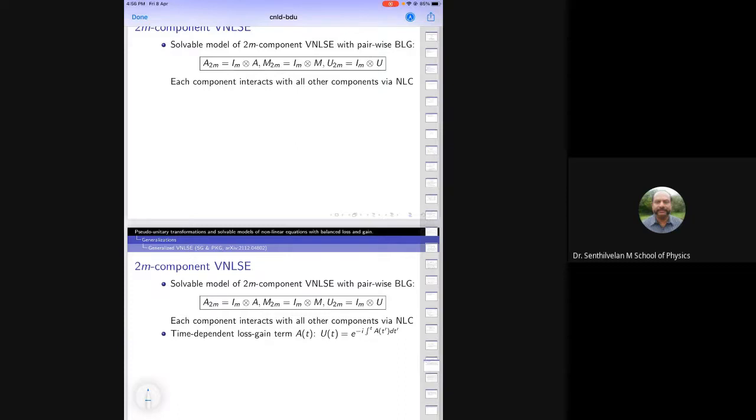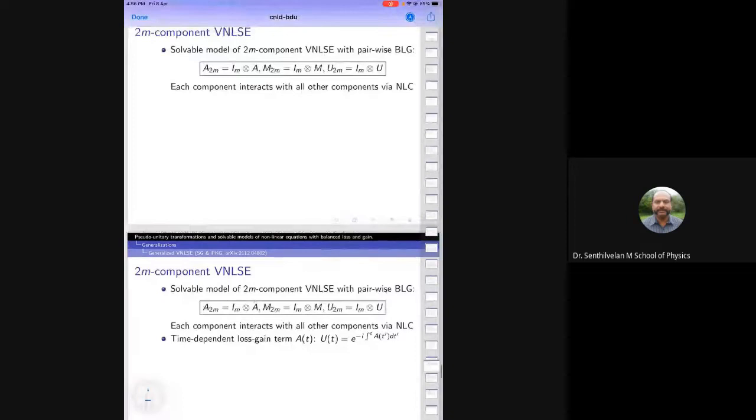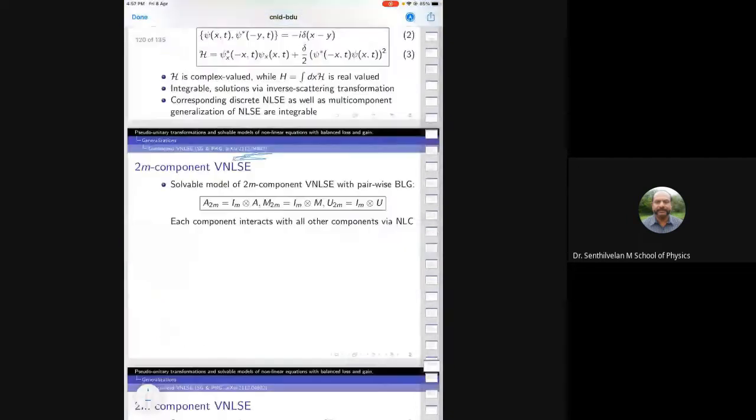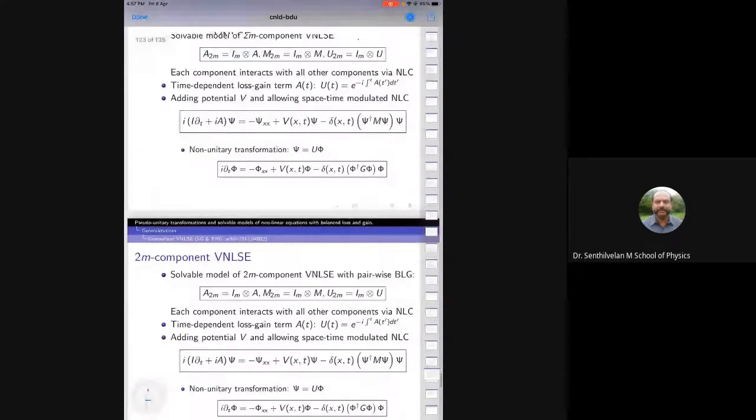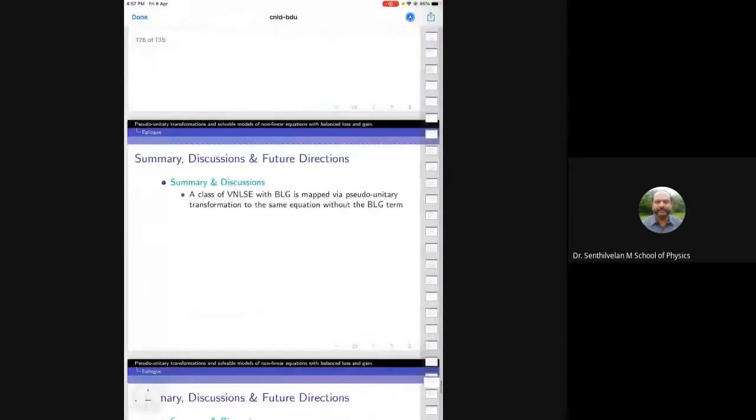In the model, one might get the impression that psi dagger M psi is applicable only to the Manakov system. That is not true. It can be applied to other systems. So the detail is given here. Okay. So I skip, and then finally this is the summary.